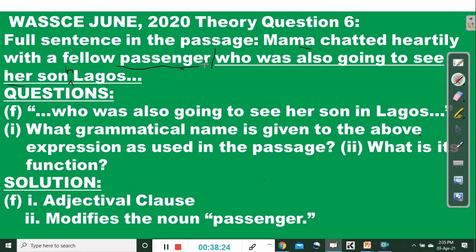So that compels us to raise a question about the identity of this fellow passenger, and we want additional information about this passenger. Mama chatted heartily with a fellow passenger, and we put a full stop. We eliminate this underlined expression, and the question that arises naturally is, which passenger are you talking about? All right. Now, what provides the answer to the question which passenger is: who was also going to see her son in Lagos. That gives us a very clear idea about what this expression is all about, because it is telling us which passenger is being talked about.